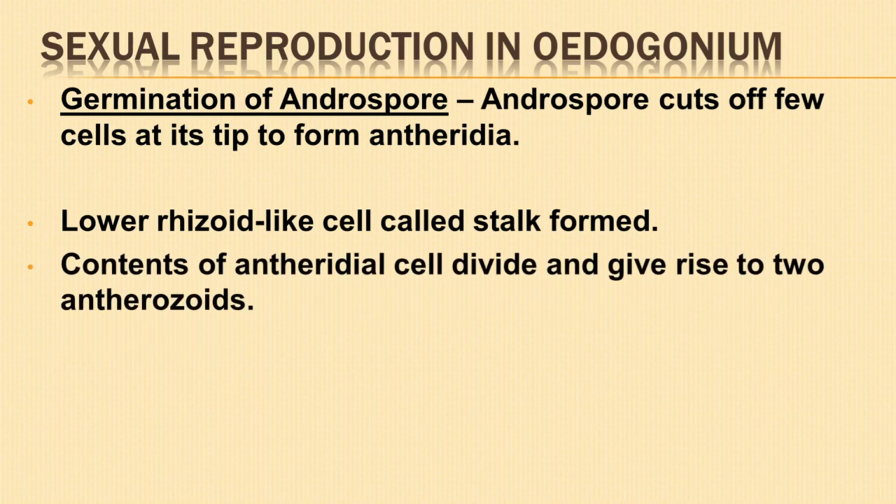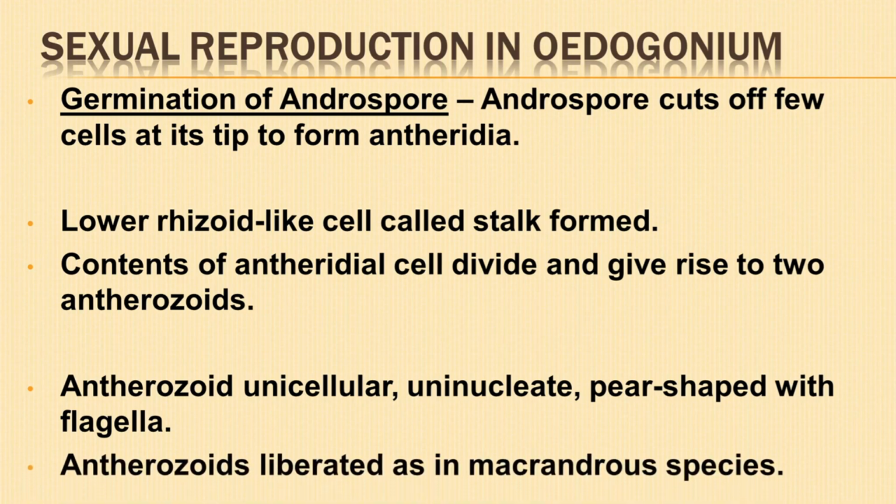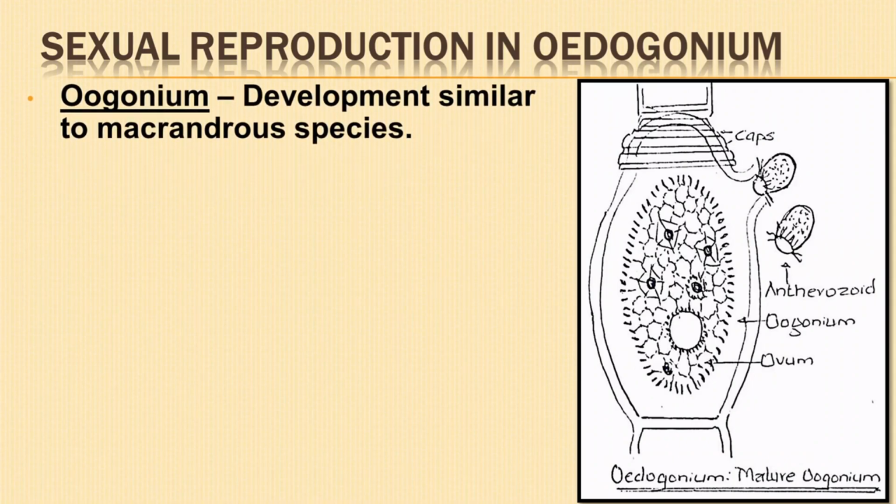The contents of the antheridial cells divide and each cell gives rise to two anthrozoids. The anthrozoids are unicellular, uninucleate, pear-shaped with a crown of flagella at the base of the beak-like anterior end. The anthrozoids are liberated in a similar fashion as found in Macrandrous species. The development of Oogonium is similar to Macrandrous species.